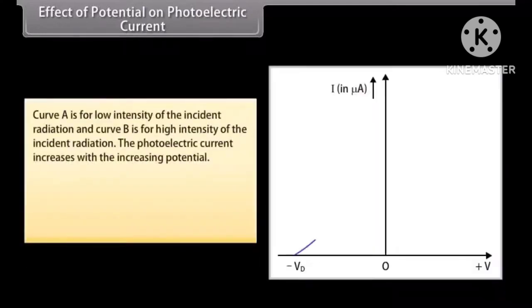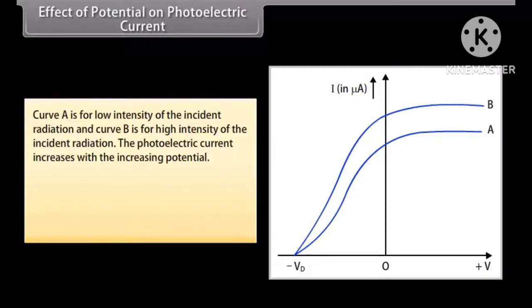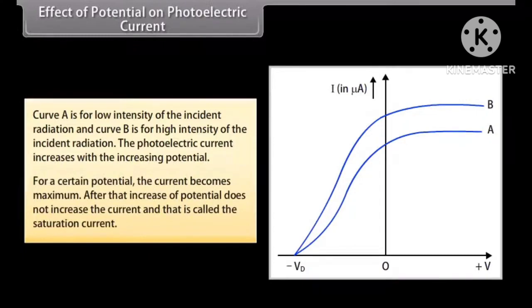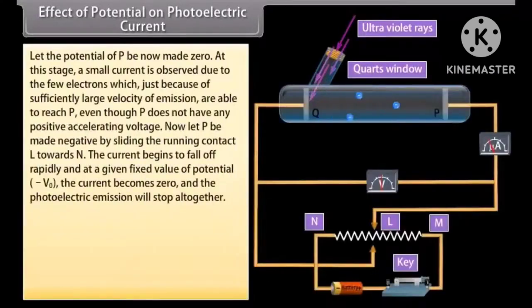Effect of potential on photoelectric current. Curve A is for low intensity of the incident radiation and curve B is for high intensity of the incident radiation. The photoelectric current increases with the increasing potential. For a certain potential, the current becomes maximum. After that, increase of potential does not increase the current, and that is called the saturation current. Let the potential of P be now made zero. At this stage, a small current is observed due to the few electrons which, because of sufficiently large velocity of emission, are able to reach P, even though P does not have any positive accelerating voltage.